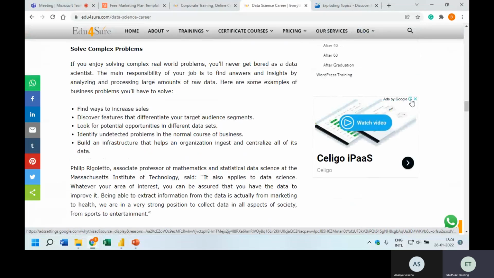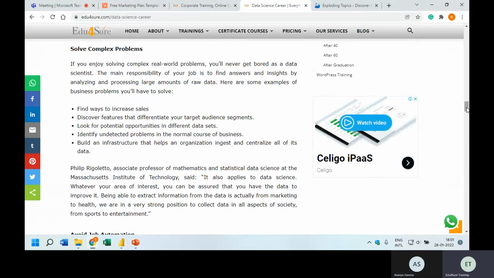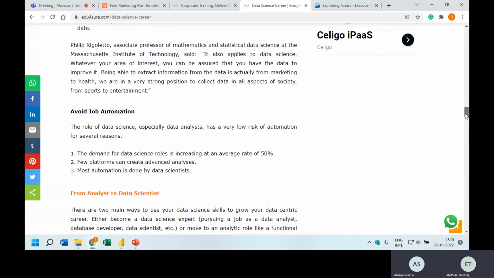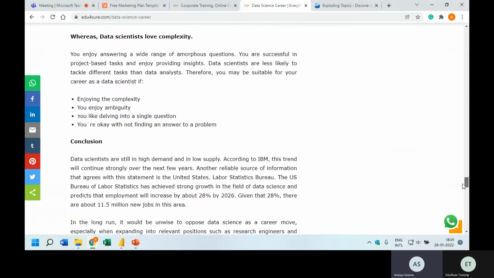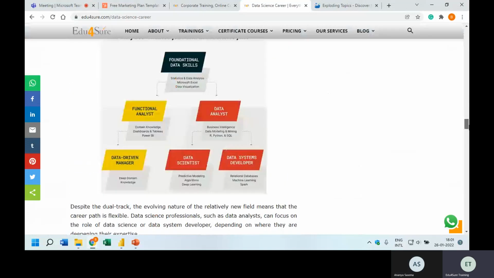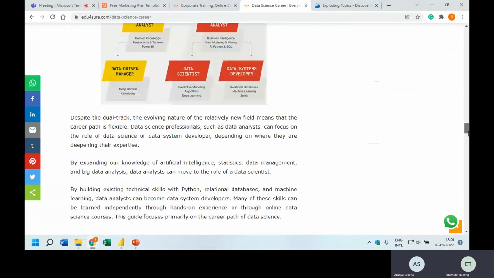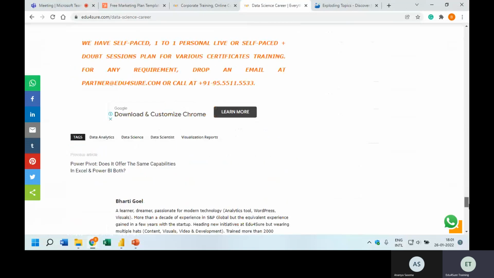Are you able to see where "Ads by Google" is written? Yes, this one. So it is not necessary that when I come back after 5 minutes, the same ad would be there or not. It keeps on changing. So this is an impression basically, more for brand awareness.